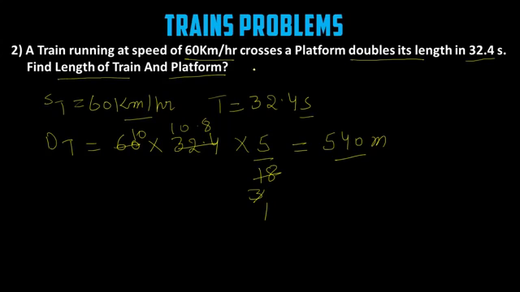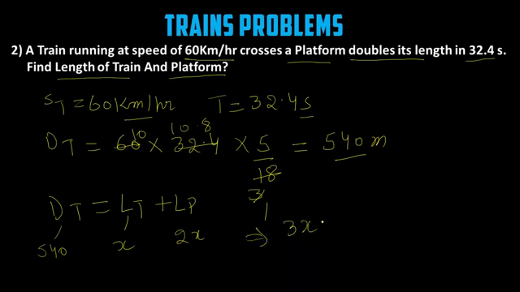Now in this question it is given that the train crosses a platform. As we already discussed, if the train crosses a platform, then the distance traveled by the train is equal to the length of train plus the length of platform. Say, for example, the length of the train is x, and it is given that the length of the platform is double the length of the train, so it will become 2x. And the distance traveled by the train we have already found, that is 540. So by putting the value, 3x will become 540 and x will become 540 divided by 3.